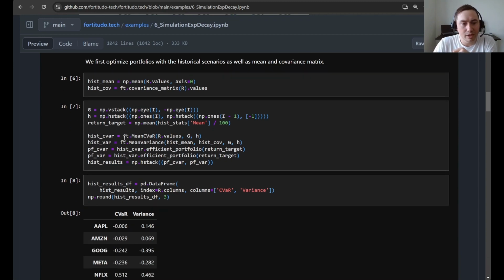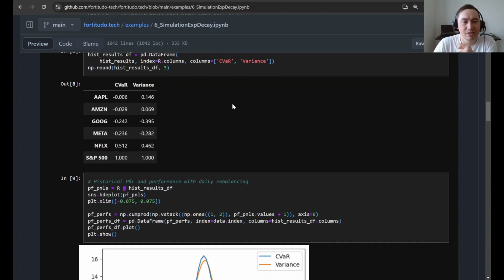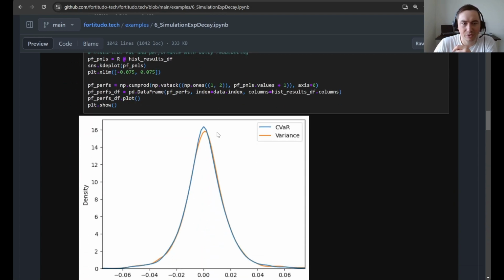So here we initialize the mean CVaR and mean variance classes and use the efficient portfolio method with a return target, which is just the average of the historical expected returns. And of course this is just for illustration, I had to come up with some return target. Okay, so then we collect it into one data frame and plot the results, just to see how the portfolios look. And you can see that there are some differences, but most of the time they still point in the same direction.